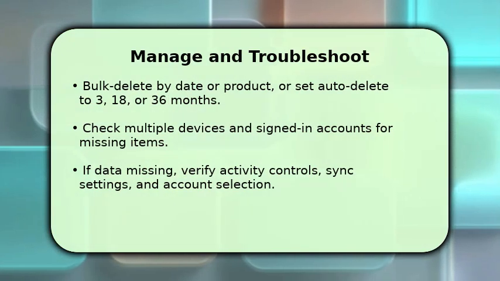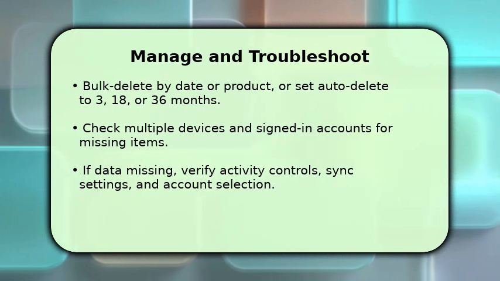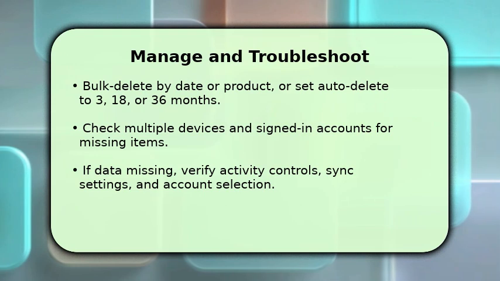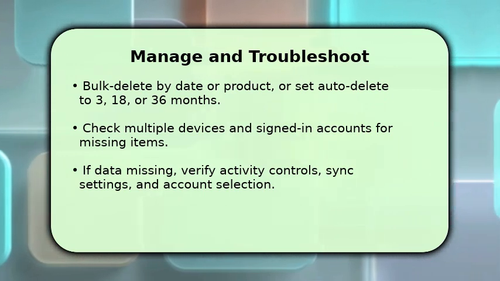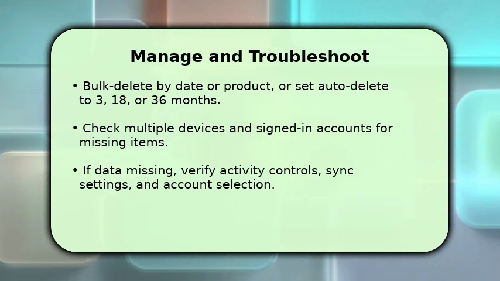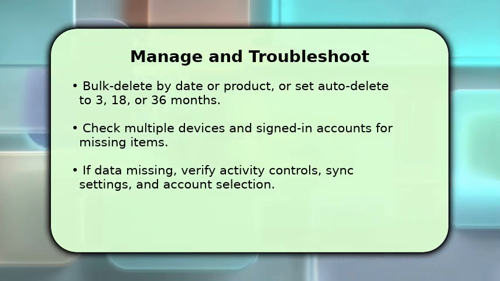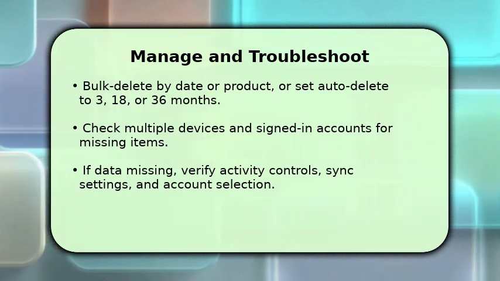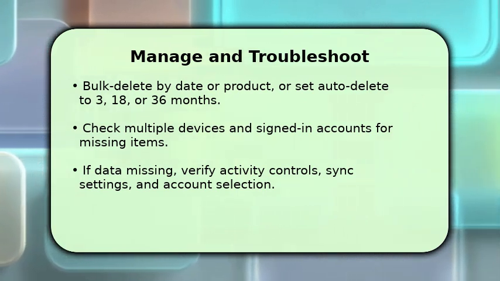To finish, manage what you find. Delete single items, use bulk delete by date or product, or set auto-delete for 3, 18, or 36 months to reduce future storage. Once done, make sure you check the correct account and that all devices had sync enabled, because missing entries usually mean activity was recorded under another account or sync was off.